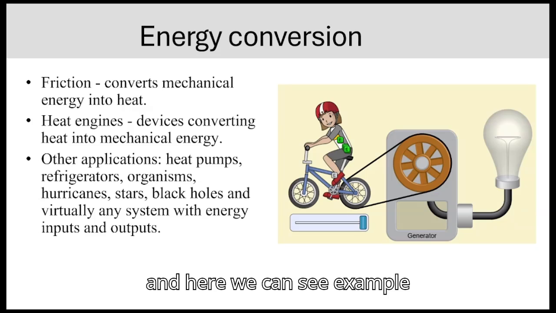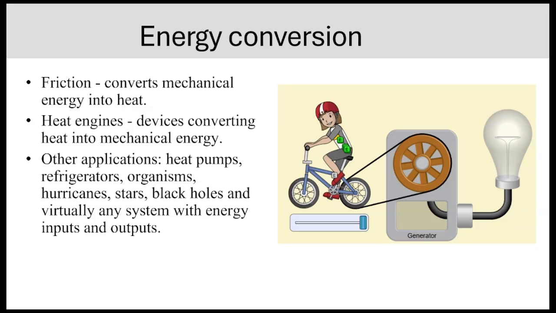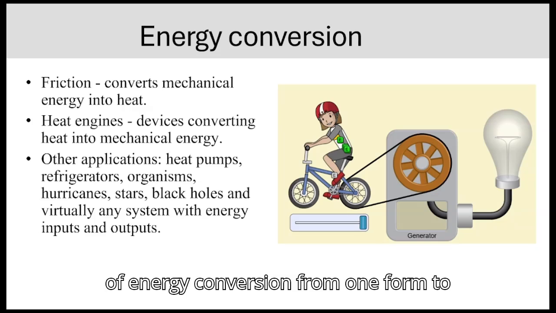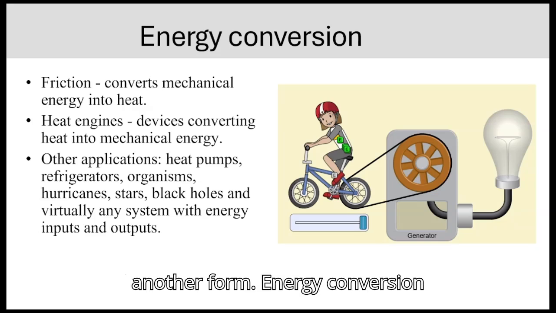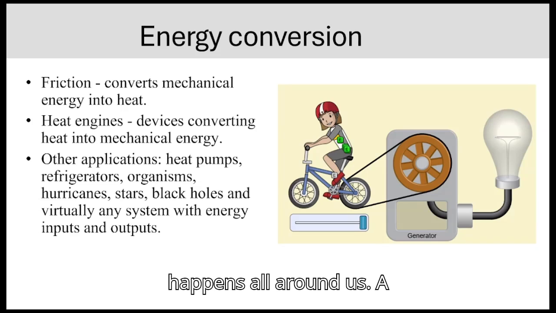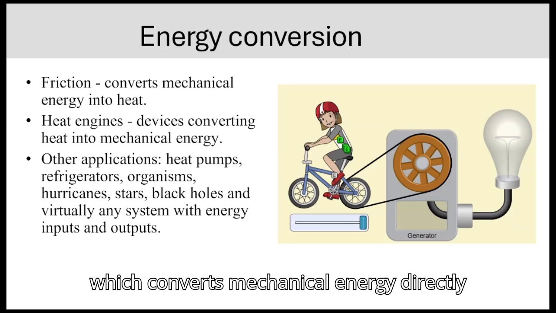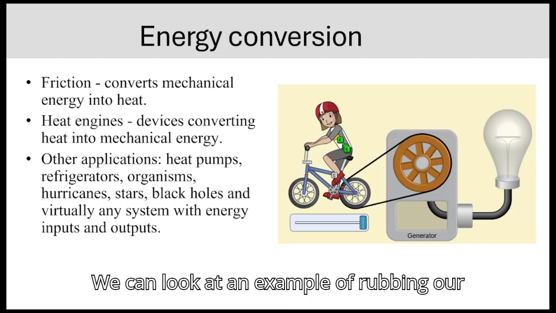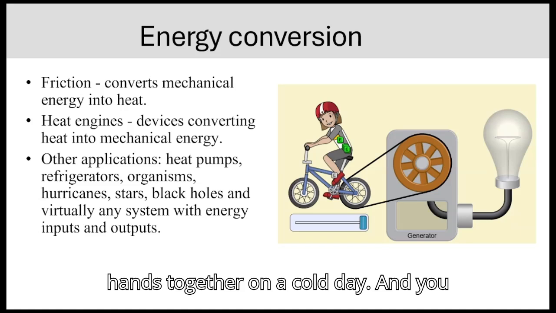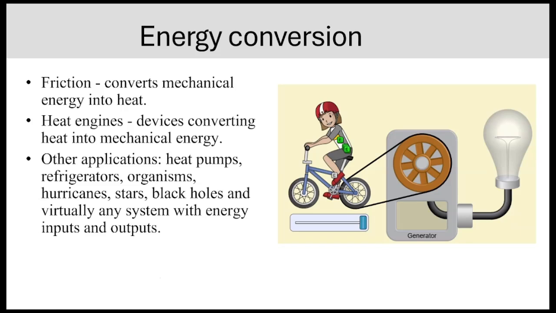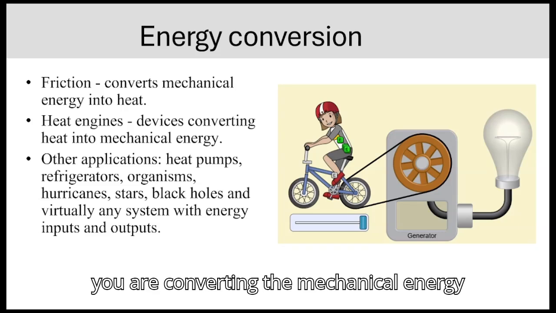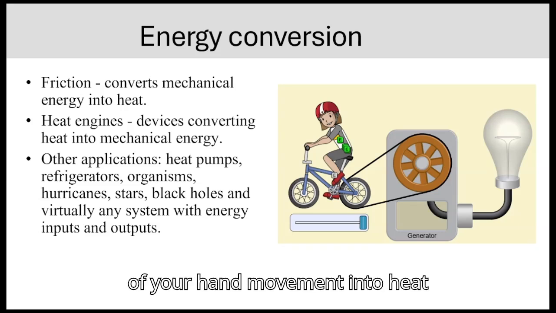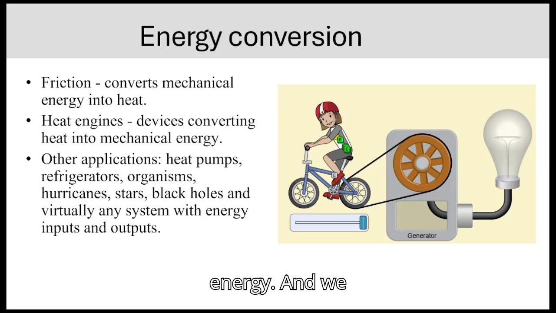And here we can see an example of energy conversion from one form to another form. Energy conversion happens all around us. A simple example is friction, which converts mechanical energy directly into heat energy. We can look at an example of rubbing our hands together on a cold day. When you are rubbing your hands, you are converting the mechanical energy of your hand movement into heat energy.